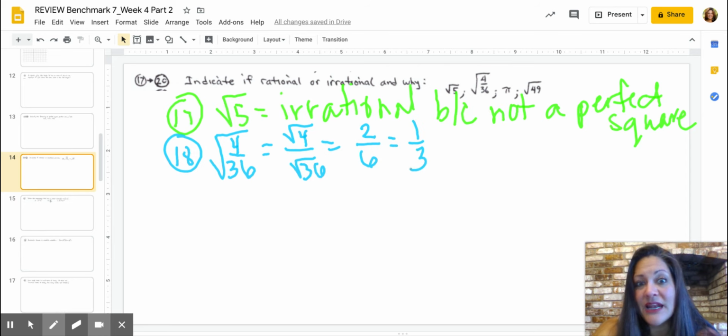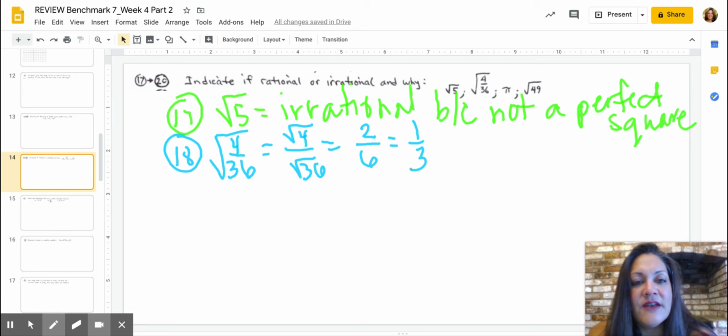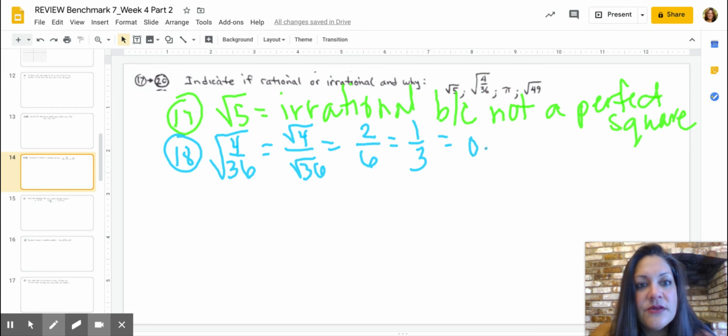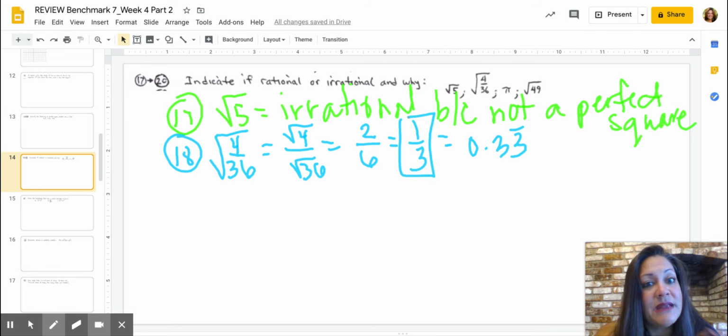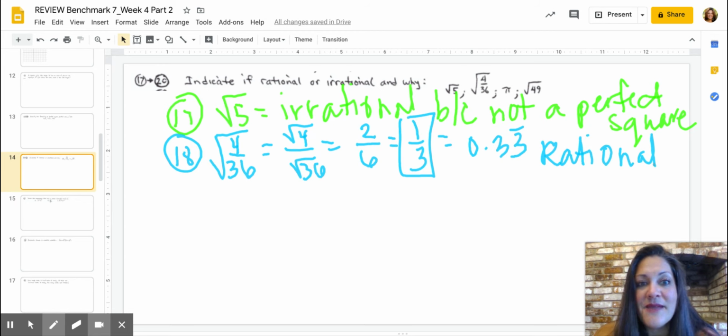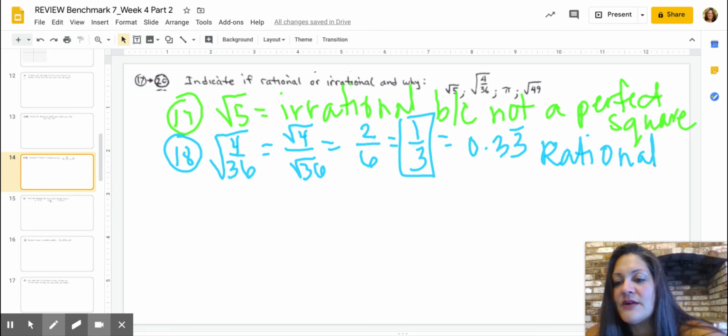So I can write it as a ratio. And then, of course, I know that that is a repeating decimal. And yes, repeating decimals are rational, which we could make a ratio. So yes, rational. Okay, that's a pretty color. I should use that one more.